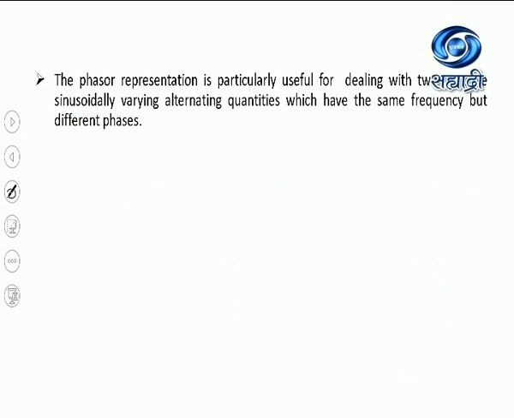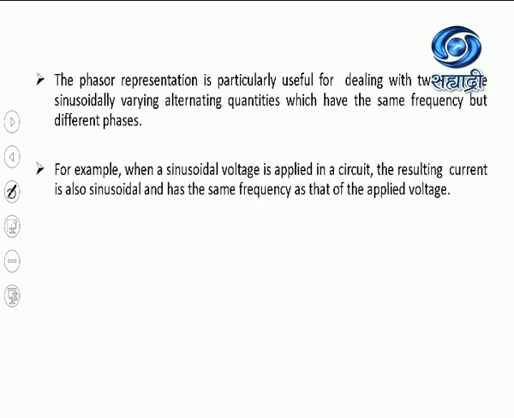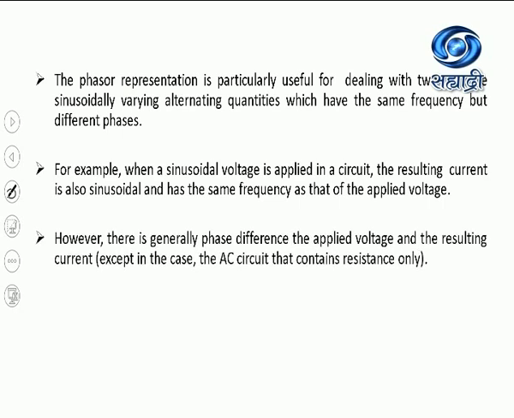The phasor representation is particularly useful for dealing with two or more sinusoidally varying alternating quantities which have the same frequency but different phases. This is a very important statement. For example, when a sinusoidal voltage is applied in a circuit, the resulting current is also sinusoidal and has the same frequency as that of the applied voltage. However, there is generally a phase difference between the applied voltage and the resulting current, except in the case of an AC circuit that contains resistance only. We are going to discuss that topic afterwards.